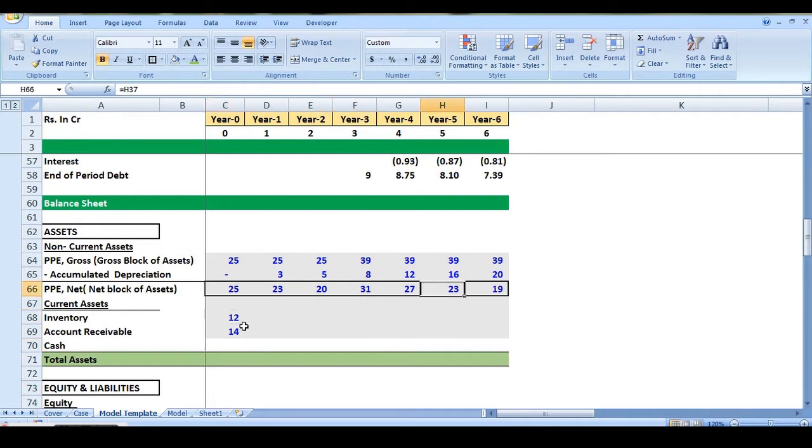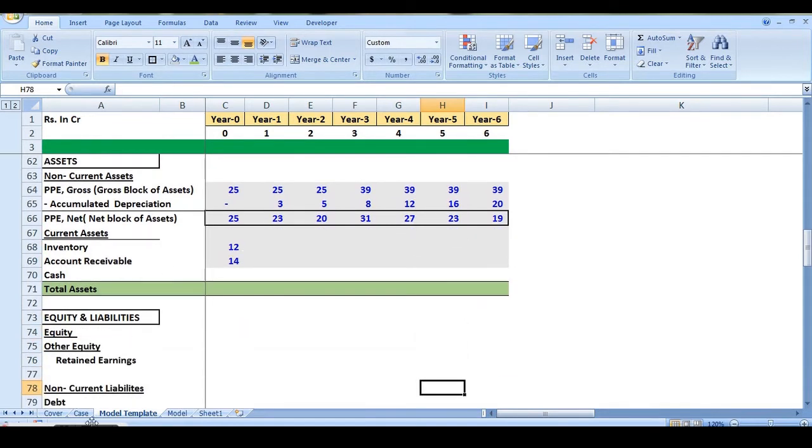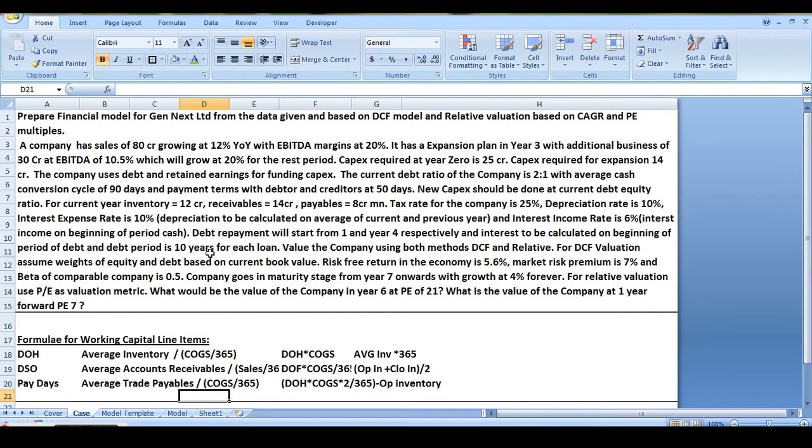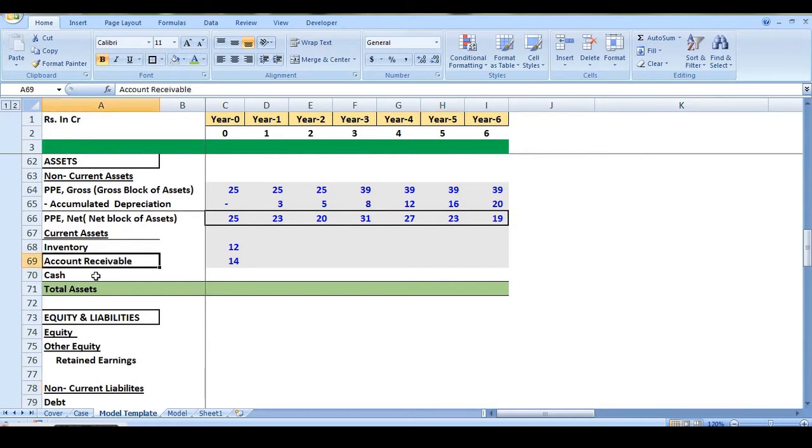Moving ahead, the rest of the assets on the asset side in the given case are, if we see the case, it says it has inventory, accounts receivables and it has cash. Now inventory and accounts receivable are given to us for year 0, but cash is not provided, so we will keep it as it is as of now, and from this we can make the total of the asset side, which will be simply equal to net block of assets plus inventory plus accounts receivable plus cash for year 0.